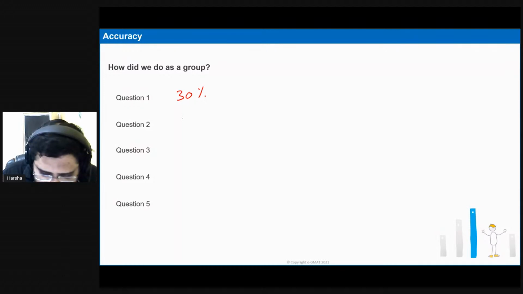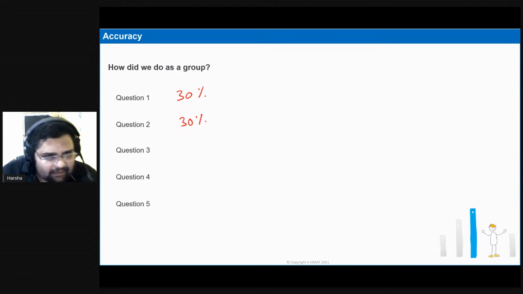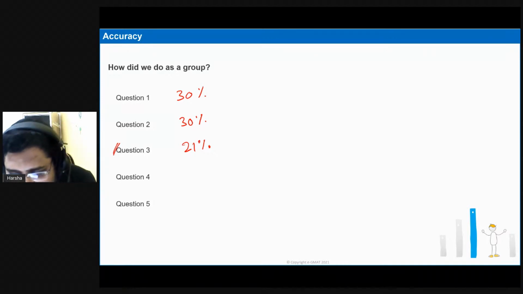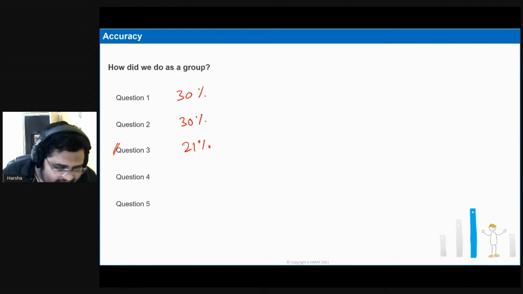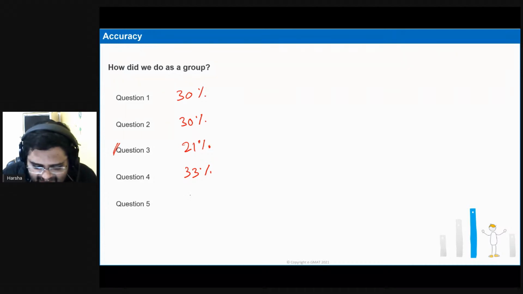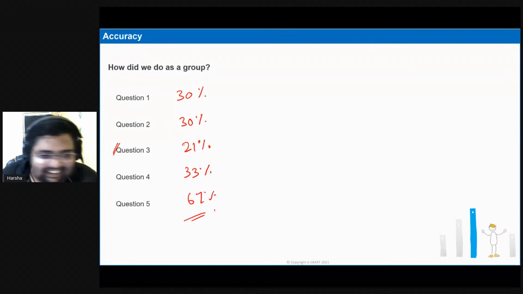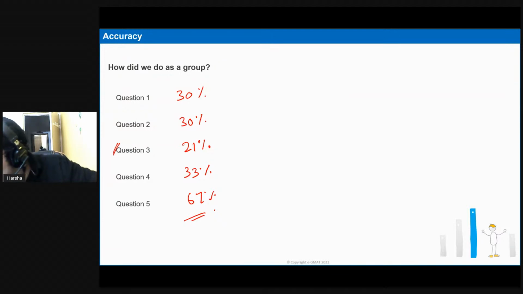Question two had an accuracy yet again close to 30%, and all the other options in this case had seemed equally popular. Question three, accuracy was only 21%. Now this is something I don't typically see. Typically I see in the first attempt around 40%, 45% accuracy with this question. So it's very interesting that I am seeing this particular trend here. Question four, 33% of you have got it right, which leaves question five, which 67% of you have got correct. So question five is the question that all of you seem to have enjoyed comparatively.